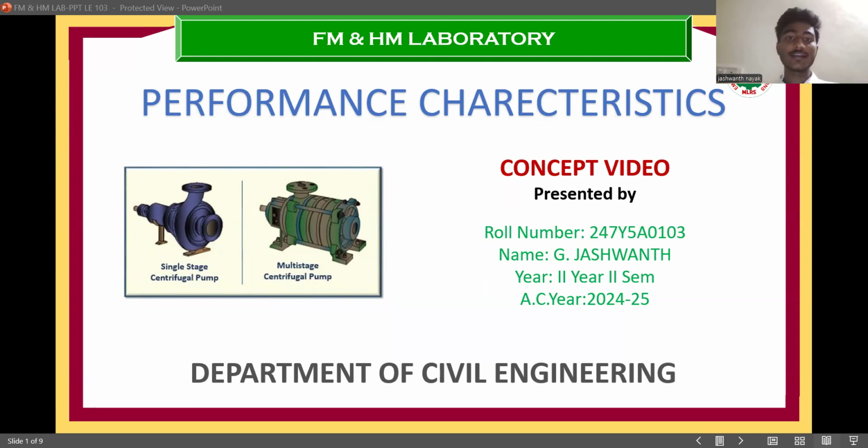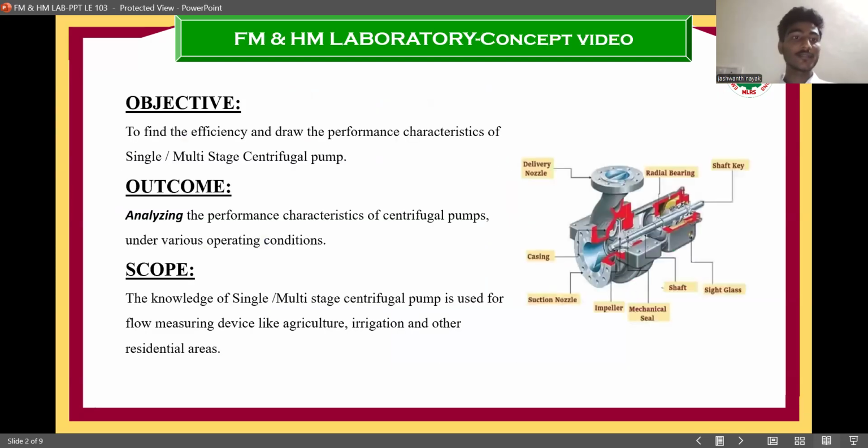We will discuss briefly about this experiment. First, the objective of the experiment is to find the efficiency and draw the performance characteristics of single and multi-stage centrifugal pumps. The outcome of this experiment is analyzing the performance characteristics of a centrifugal pump under various operating conditions.